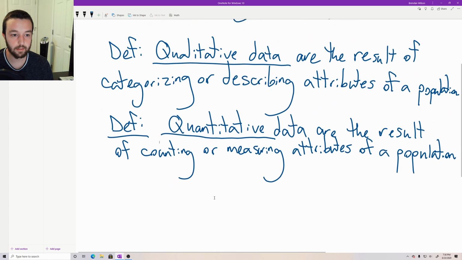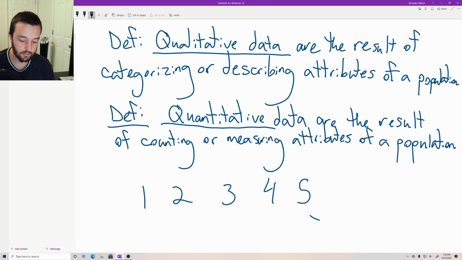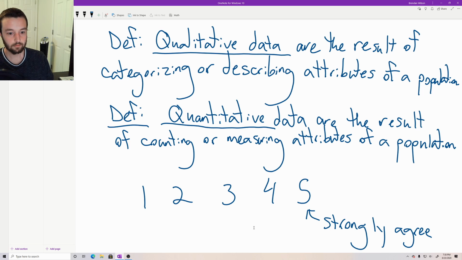So what do I mean by that? That goes back to your survey responses. If you have survey responses like 1, 2, 3, 4, 5, where 5 is strongly agree, then our data are going to be numbers. Say we have two 5s, two 3s, and a 1. Our responses are numbers, but they're not numerical. We can't meaningfully add the numbers together or subtract them or multiply them or anything like that.